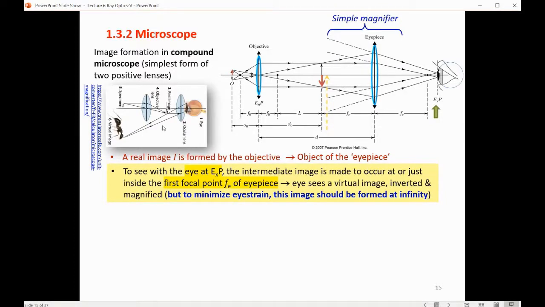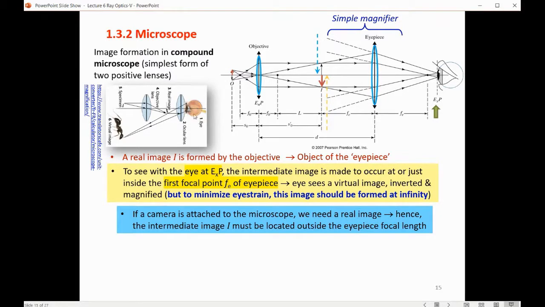To minimize eye strain, this image should be formed at infinity, which means that this distance here should be close to the focal length of the ocular lens. Instead of looking through the eyepiece with our eye, if we attach a camera to the microscope, then we would need a real image to be formed. In this case, we would adjust this ocular lens, the eyepiece position, such that the distance of the image of the objective lens is now outside the first focal length of this eyepiece.